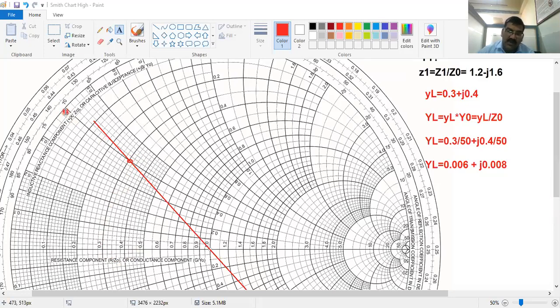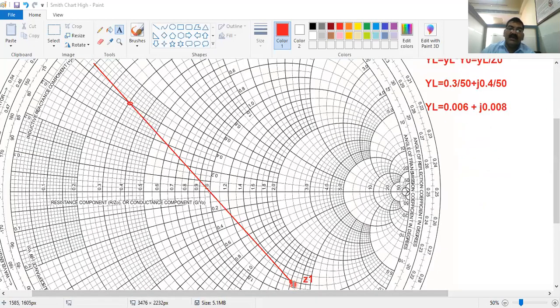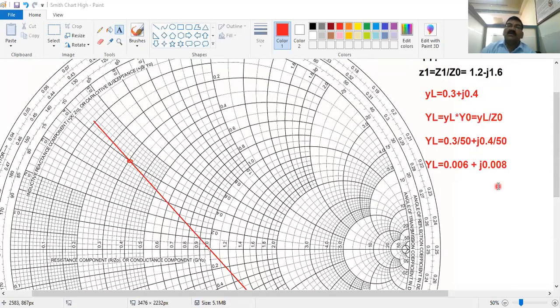Just don't get confused about the sign. The upper part is plus. You can say the litmus test: if your impedance is minus, admittance will be plus. If your impedance is plus, admittance will be minus. So there will be a sign change because we are taking a 180-degree phase shift from the lower end to the higher end. If you go from the origin, obviously your sign will get changed. So just remember this.